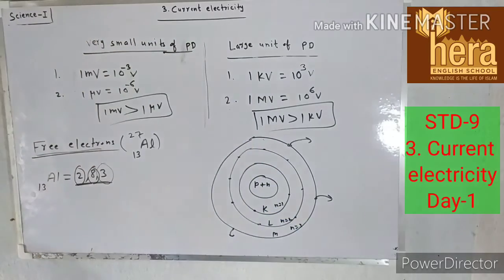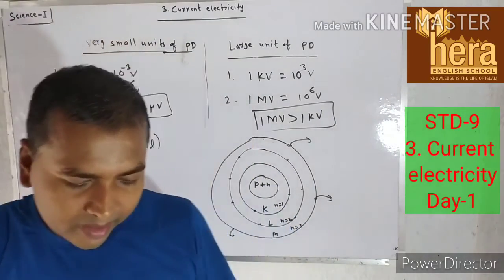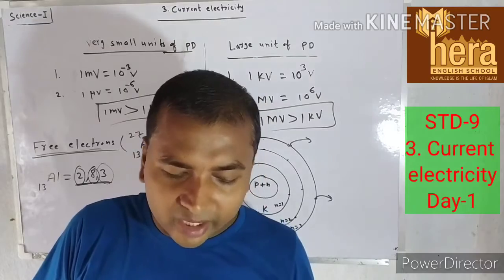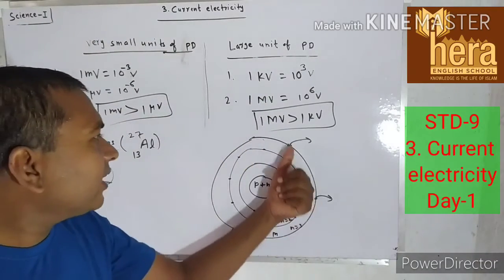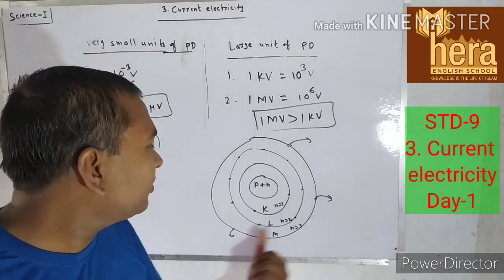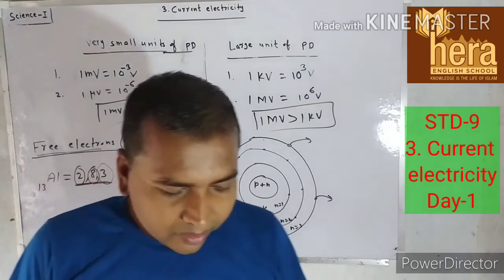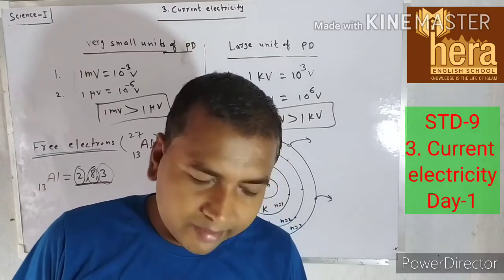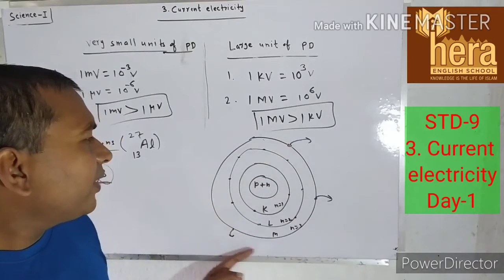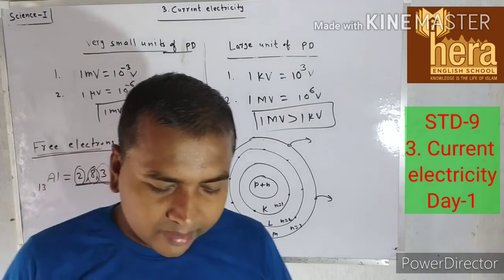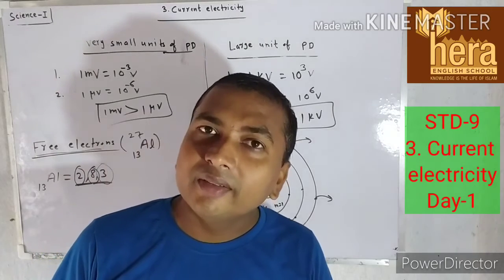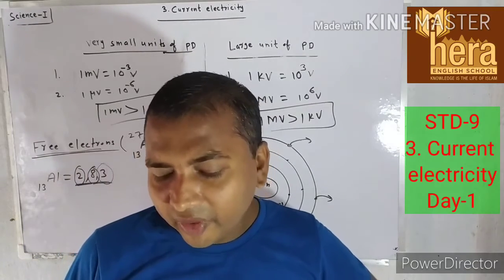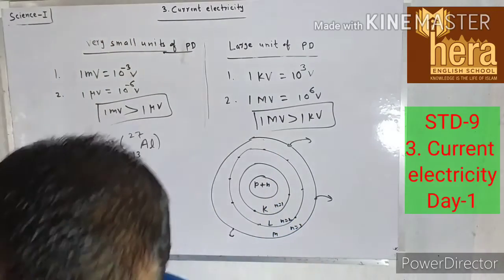Understood? So, free electrons: every atom of a metallic conductor has one or more outermost electrons. In this case there are 3 outermost electrons: 1, 2, 3. Which are very weakly bonded to the nucleus. These are called free electrons. Okay? Now the next concept is current flowing through a wire.